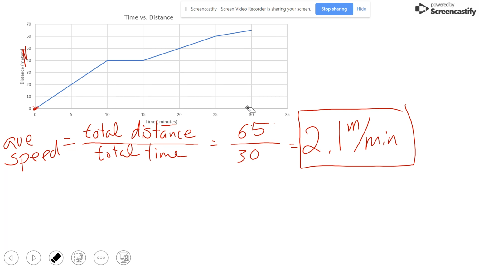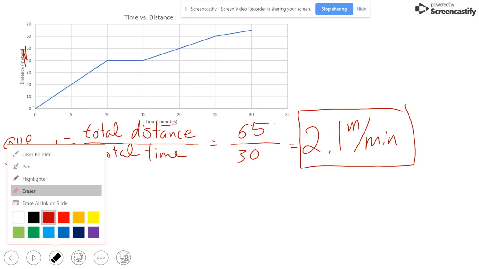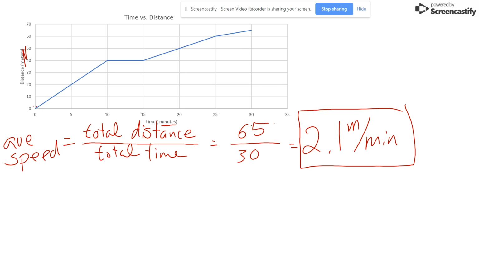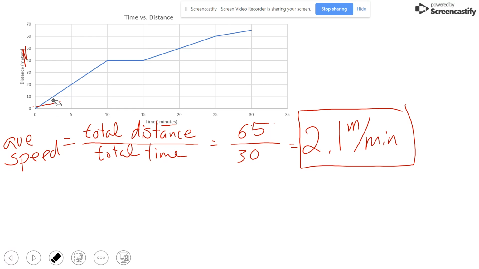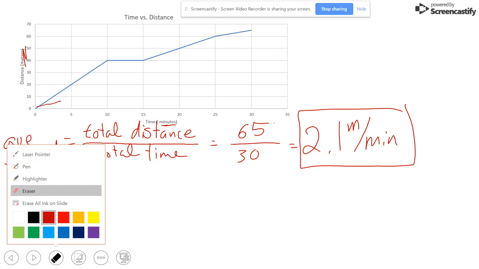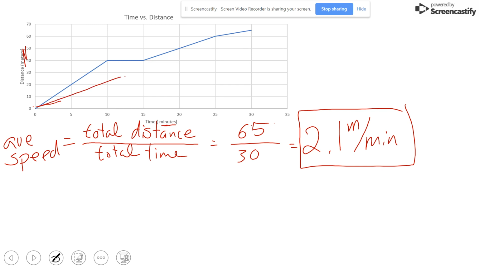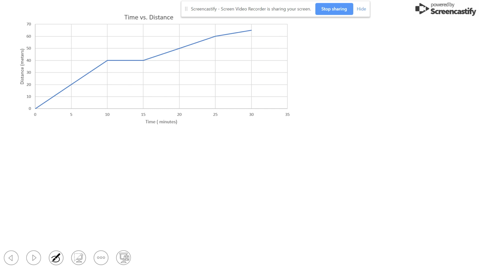So if we were to draw that line on here, what that would look like is it would look, probably, not going to let me do it. How slow do I have to draw this? Is something like that. Like the slope of this line here, this would be our average speed, would be about 2.1. Okay.